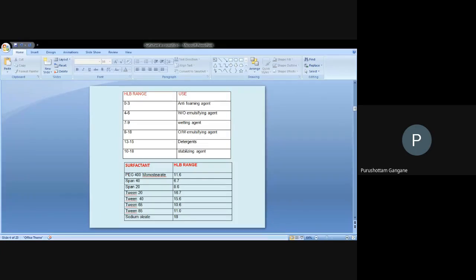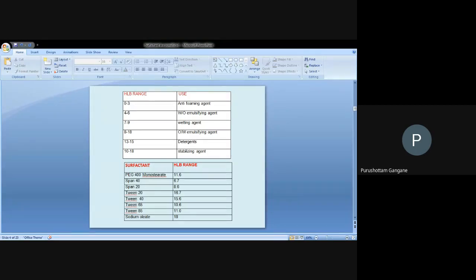So 0 to 3 act as antifoaming agents, 4 to 6 water in oil emulsifying agents. W/O means water is in the internal phase and oil is in the external phase. When oil is in the external phase, you require the lipophilic surfactant. So that is why 4 to 6 is needed. Which surfactants are in this category? Spans are the lipophilic surfactants.